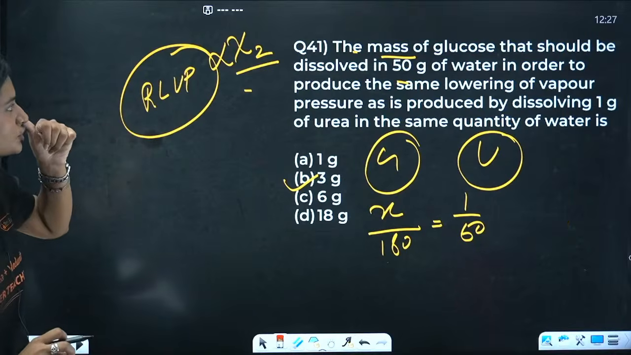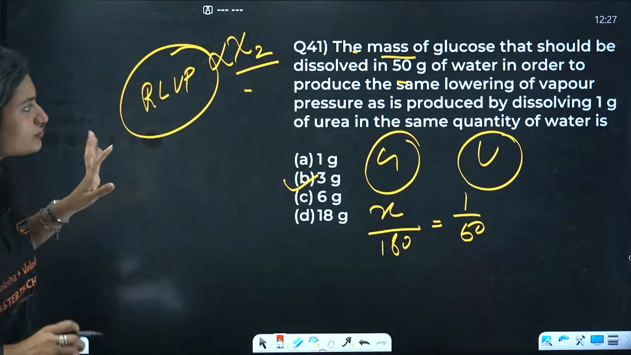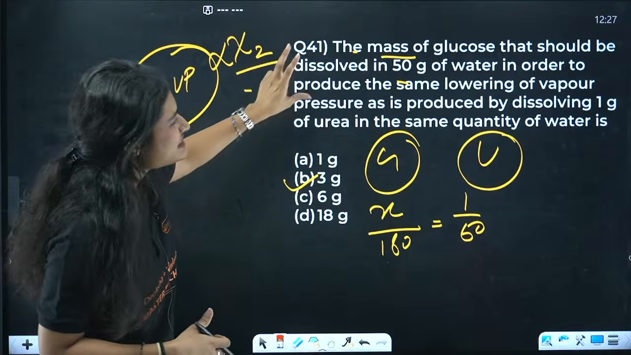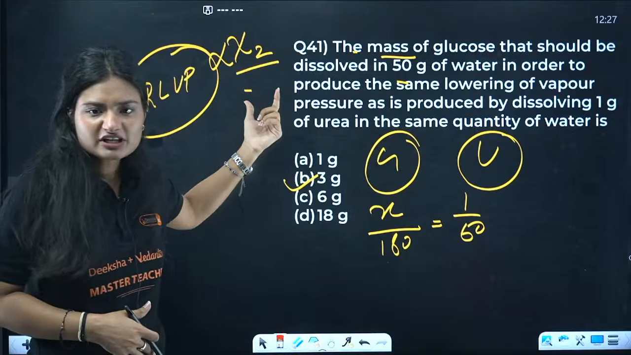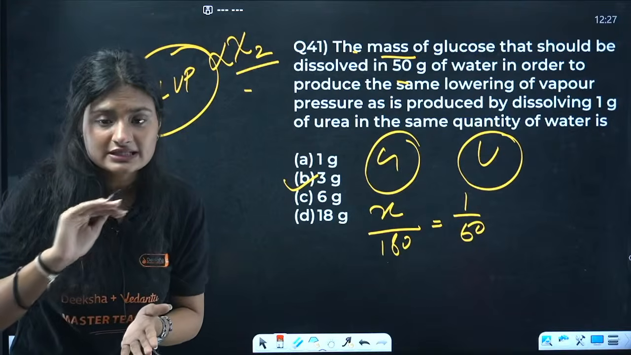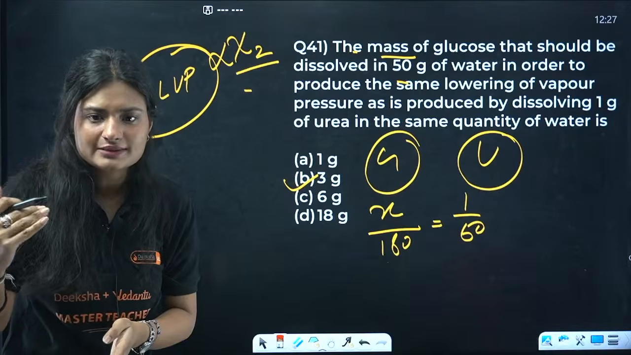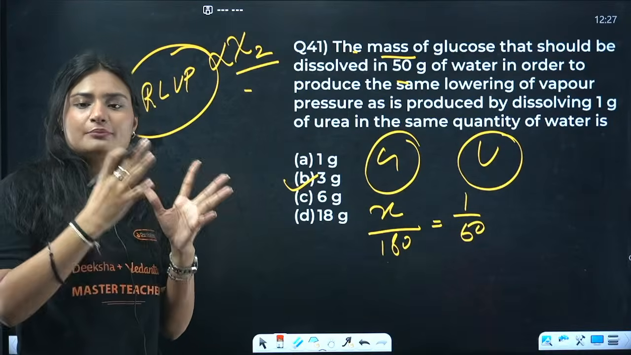The mass of glucose that should be dissolved in 50 gram of water. What is the mass of glucose that should be dissolved to produce the same lowering of vapor pressure? We know relative lowering of vapor pressure is directly proportional to mole fraction, right? Now see, the amount of water is same. That means the number of moles of water will be same. So we can just ignore that. We can only take the number of moles of solute.